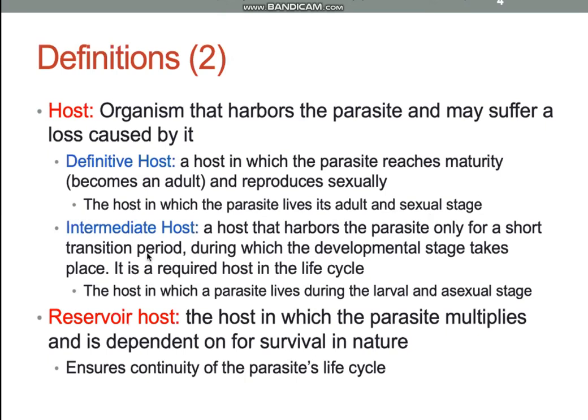So for a short period of time during which developmental stage takes place, it is a required host in the life cycle, okay? So it's not the whole life cycle, it's only part, maybe one stage or two stages, and then it has to go to the definitive host. Definitive host is the one where the parasite will develop into the adult stage, and the adult stage is the one that causes the disease.